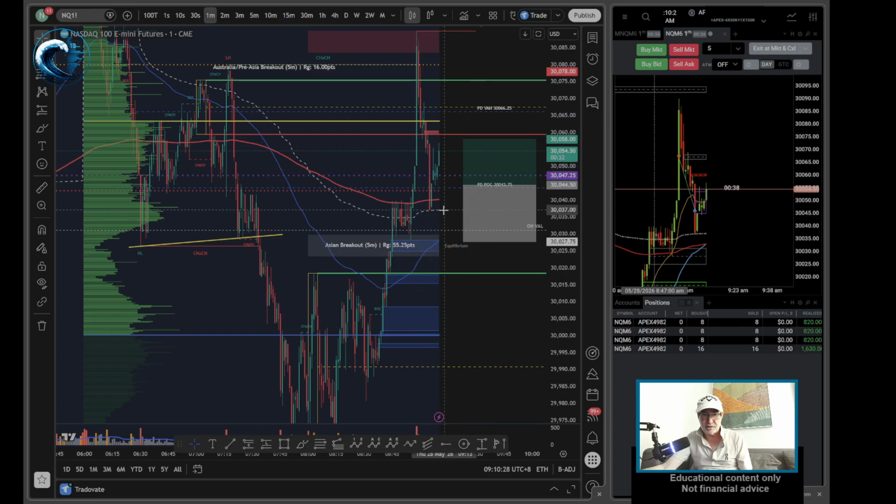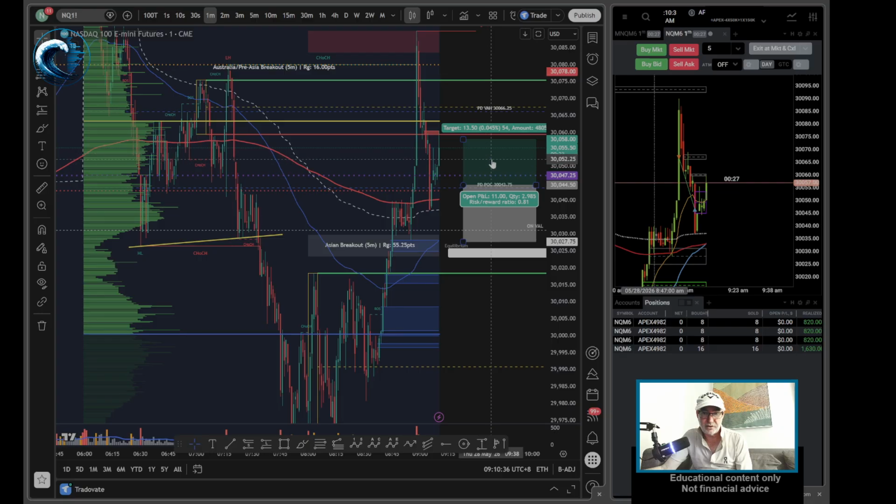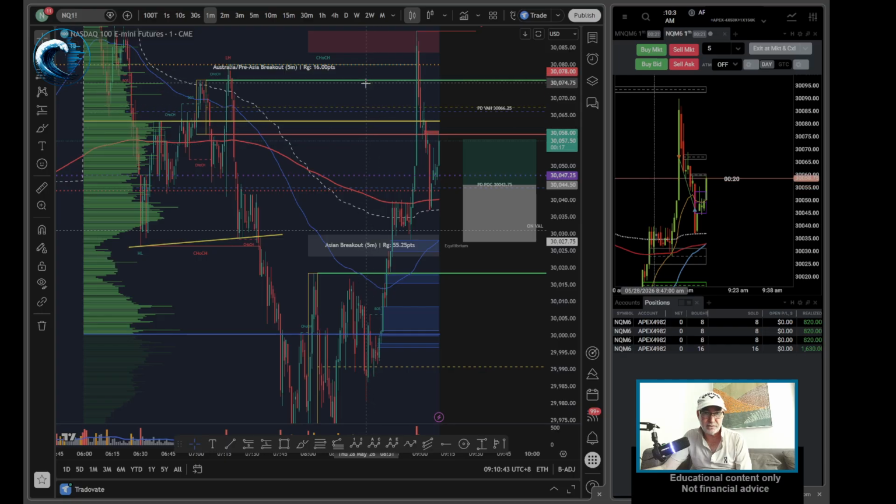That's right. It's a bit tight. Missed that one. So, right idea. Aim for the Australian lower 5-minute orb. Would have been my target. Just didn't quite get down where I wanted to get in.